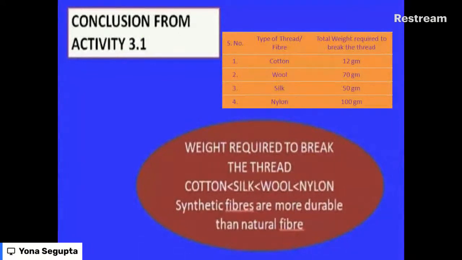So first is cotton, silk, wool, and nylon. Nylon can hold the most, then the wool, then the silk, and then the cotton, so first, second, third, and fourth here. Okay, so done now. So now we know that synthetic fibers are more durable than natural fibers.